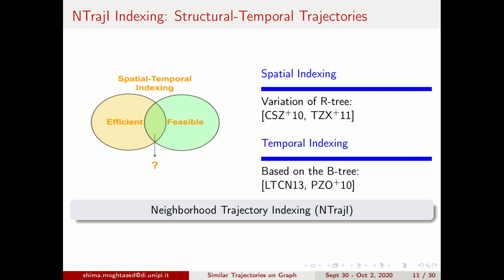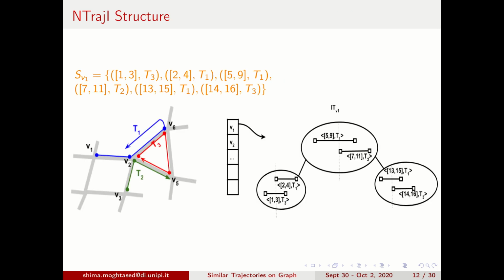So we built our neighborhood trajectory indexing structure to manage our structural temporal trajectories by storing interval trees, assigned to each node of the graph, maintaining the time intervals spent by trajectories on the node of the graph or its neighbors. So as you can see, we have an interval tree for each node of the graph. This is a general schema of our structure that we want to use to process our queries.